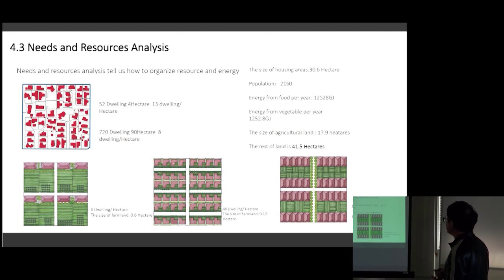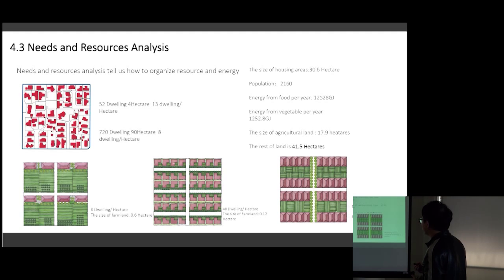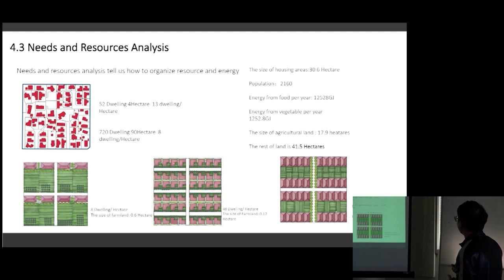So I do a needs and result analysis, and I see... I researched the surrounding living block is 13 houses per hectare. So in the plans, we will build 700 houses. So it's about 8 houses per hectare. So if we double the density, we can calculate how much area we need. It's about 30 hectares, but totally it's 90 hectares.